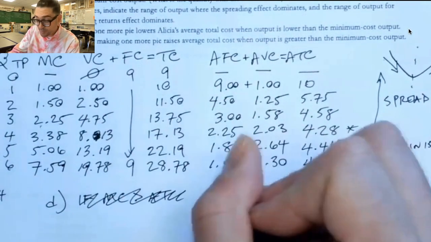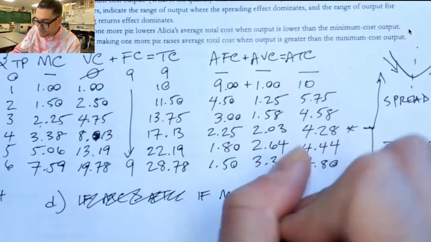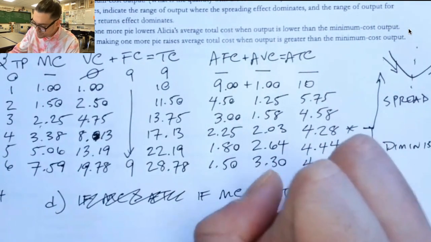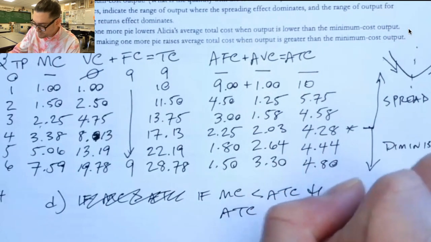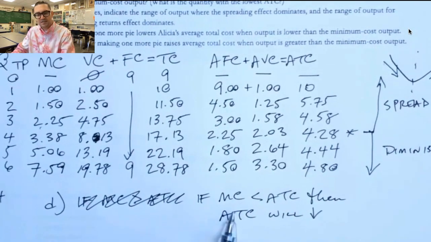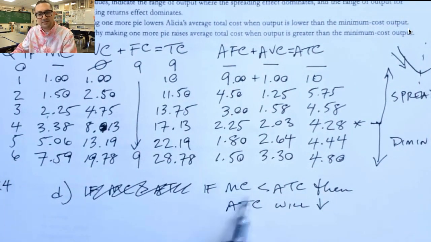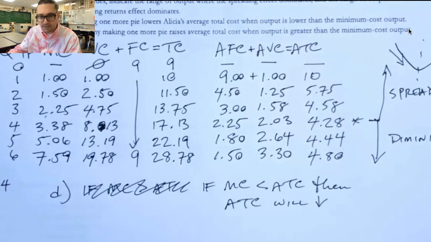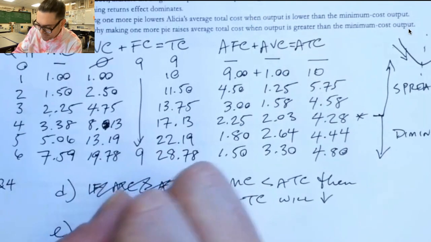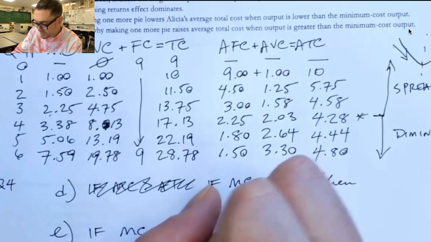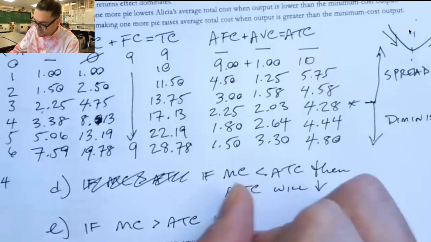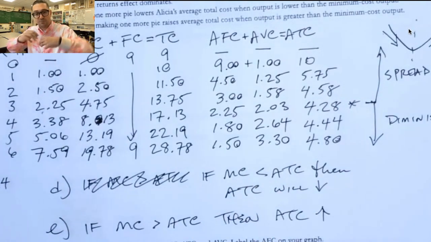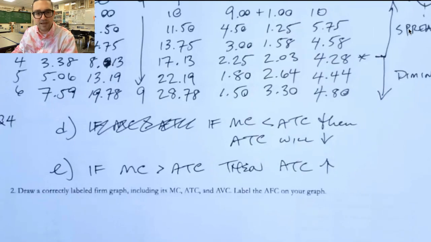So this is actually for part D, if the marginal cost is less than the average total cost, then average total cost will decrease. So it's basically saying, if the nth unit that you're producing, if the cost of that unit, the marginal cost, is less than the average, then it's going to pull the average down. Part E, though, is saying if that marginal cost is greater than the average total cost, then the ATC will increase because it's pulling up that average.